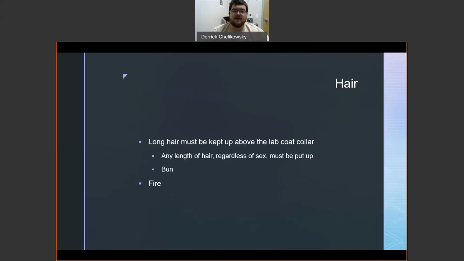Long hair must be kept above the lab coat collar, and this is any length of hair that goes below the lab coat collar, regardless of sex, needs to be put up. If that means that you put it in a nice bun or a man bun before you come in, so be it. That is the protocol. If you have a long beard, the beard will have to be tamed. What do I mean by that? I mean it has to be put up as close to your neck, your throat, and your face as possible. And if that means you wear something over your beard to make sure that you don't catch your beard on fire, so be it. This is a fire hazard. We do not want you catching your face or your head on fire.